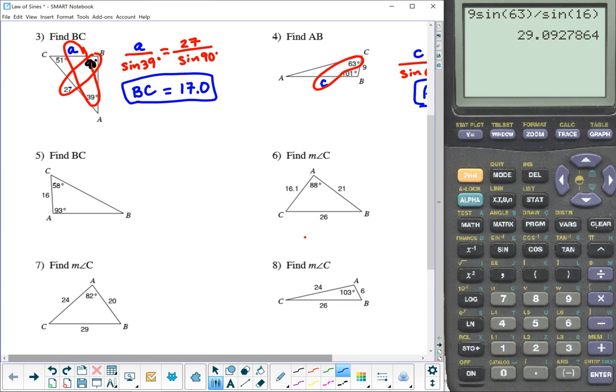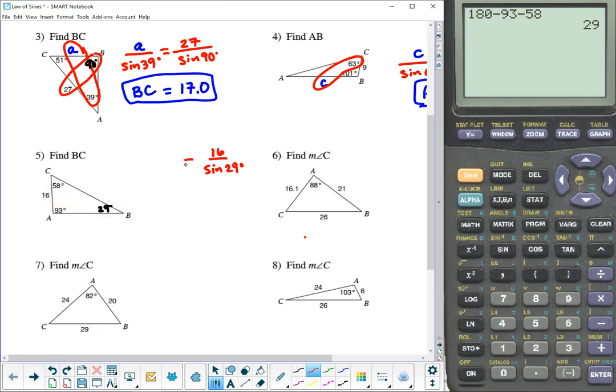Okay, number 5. Looks like I got 16, but I need the B. So I'm going to need to do 180 minus 93 minus 58. That gets me 29 for this. So I can start this with 16 over sine of 29, because 16 and 29 are across from each other. They're both B's. 29 is angle B and 16 is side B.